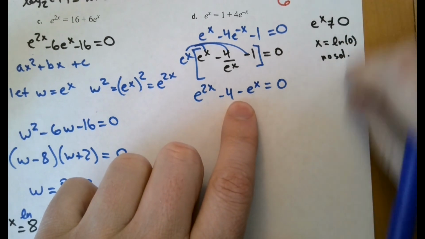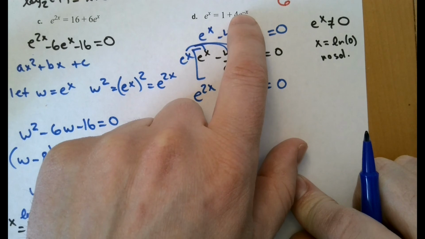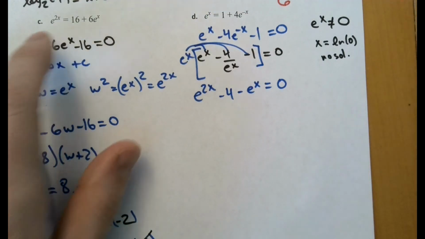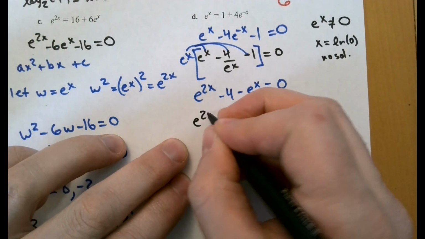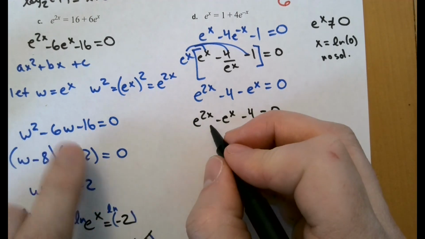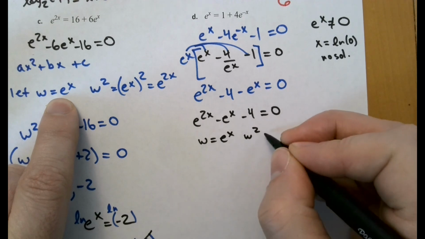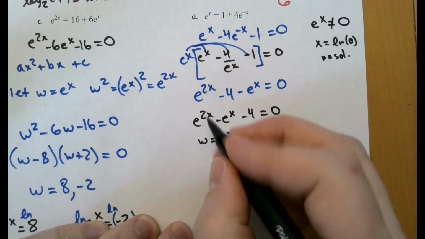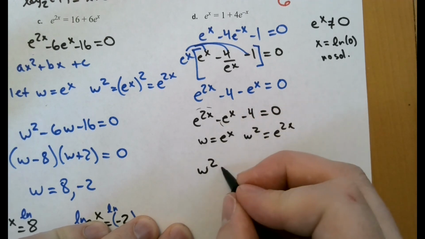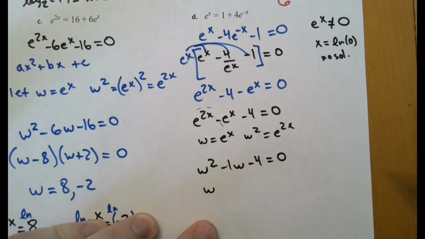Well, look at this. This is the exact same problem we did back here. It just took us a little bit of work to rearrange the equation so that we could see it was the same problem. Now, you might need to note that it would be e to the 2x minus e to the x minus 4 equals 0. And then we'll do our same substitution we did over here. w equals e to the x. w squared equals e to the 2x. So I'm going to replace this with w squared. I'm going to replace this with w. And away we go.